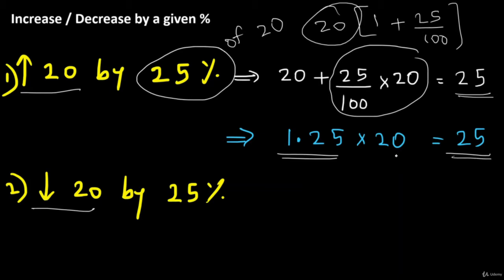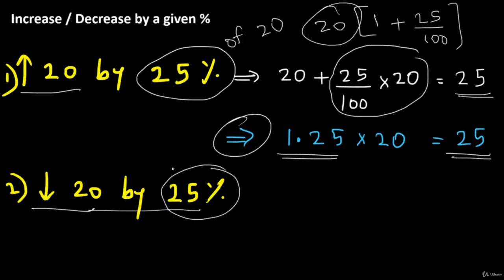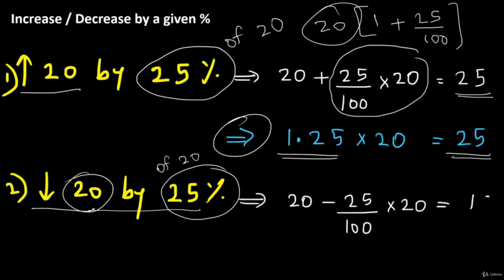Because 1 into 20 is 20 and 0.25 into 20 is the same as 1 by 4 into 20, which is equal to 5. So 20 plus 5 gives you 25. So this is the faster way in which you can do these type of operations. Now let's go ahead to this part where we want to decrease 20 by 25%. So that means you want to decrease 20 by 25 percentage of 20, which is what you have over here, right? So that's equal to 20 minus 25 by 100 into 20. This is equal to 5. So 20 minus 5 gives you 15.